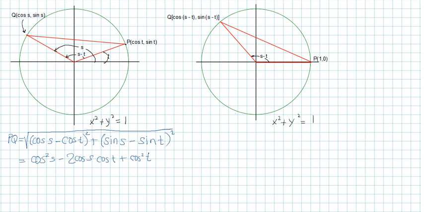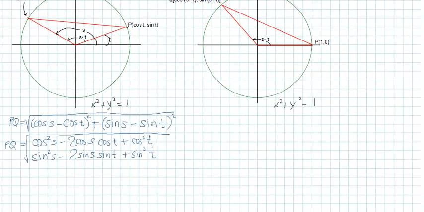And I don't have enough room, so on the bottom I'm going to do this one. Same principle: sine square of s minus 2 sine of s sine of t plus sine square of t. So PQ is equal to the square root of all that garbage.